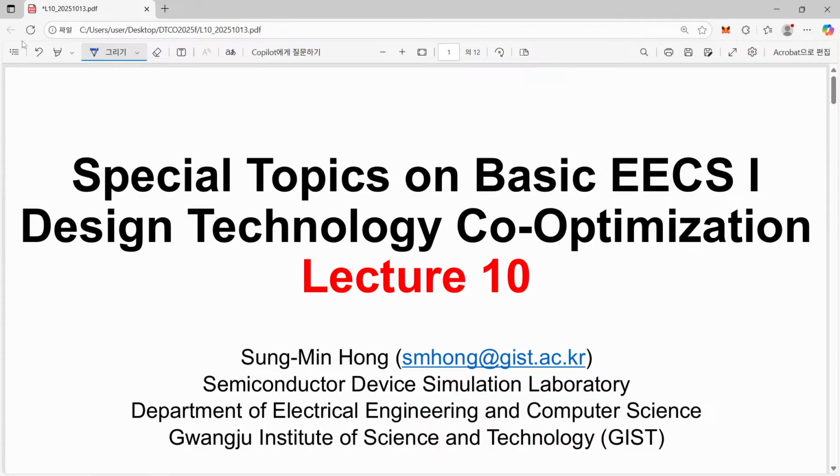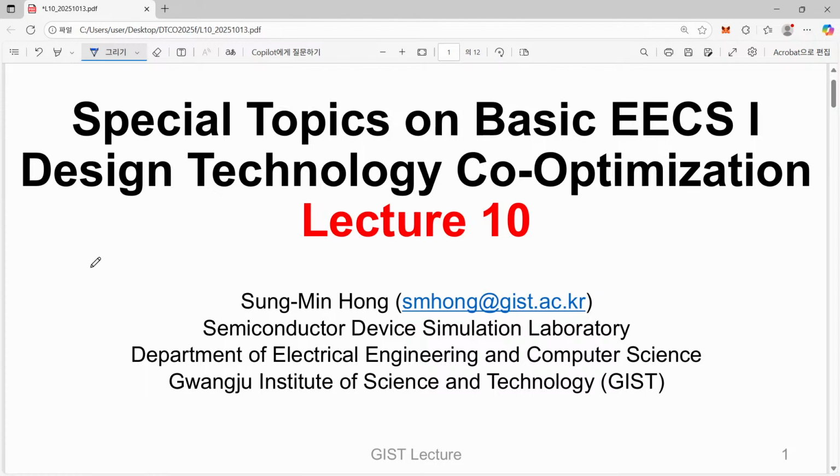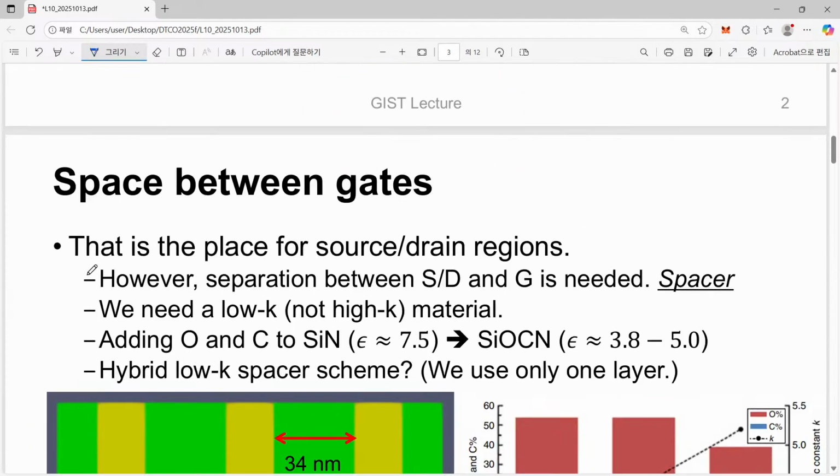Okay, so today we have two topics. One is spacer formation, and another one is source drain epitaxial growth. But source drain epitaxial growth will be covered through multiple lectures. So first, let's go to our spacer.